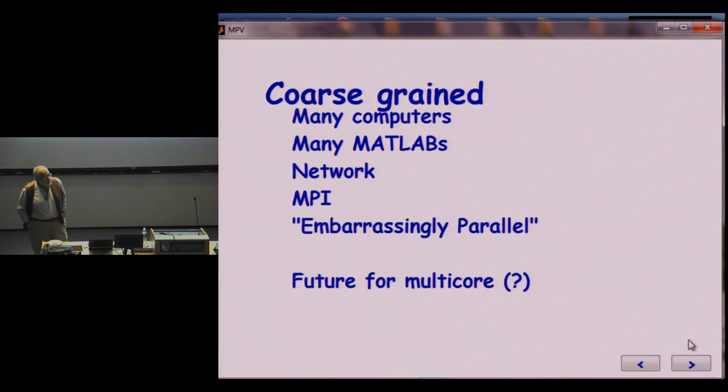embarrassingly parallel work. Parameter suites, Monte Carlo. You called it poor man's parallel. We have provision for distributed arrays and for communication between the workers, but that's not used very much. The individual machines have become so powerful and have so much memory that they can do a huge amount of work by themselves, and so now what you do is run a whole bunch of instances of one function. That's the most popular use of parallel MATLAB.